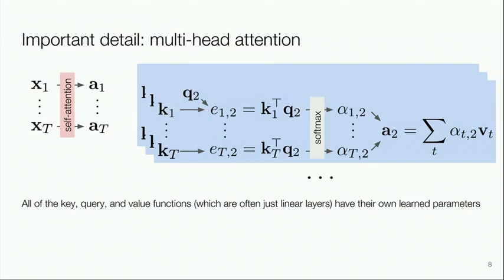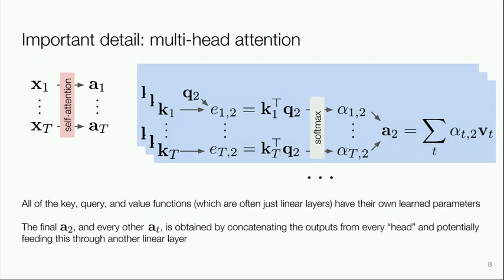So all of these key, query, and value functions in all the different heads, which again are often just these linear layers, have their own learned parameters. They're all learned independently, but because they're all working together, essentially what they learn is to work together in order to extract the most useful information as a whole.